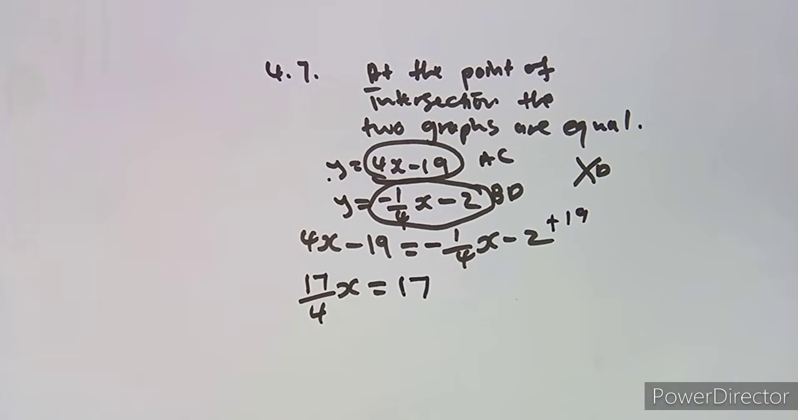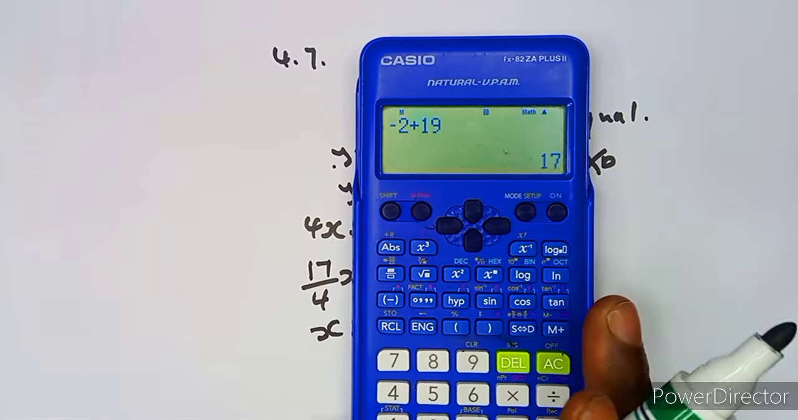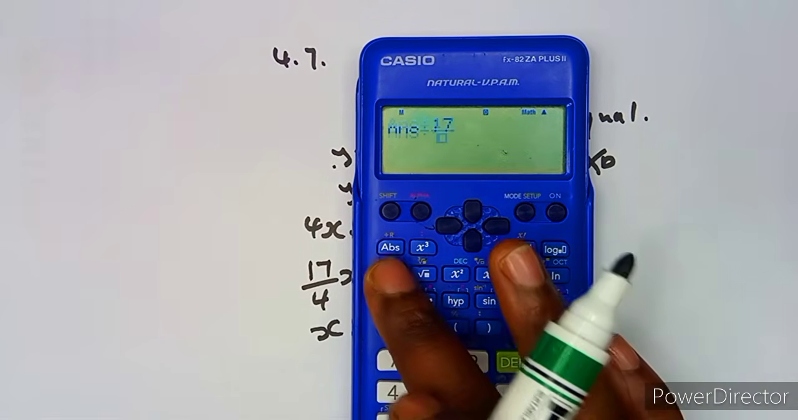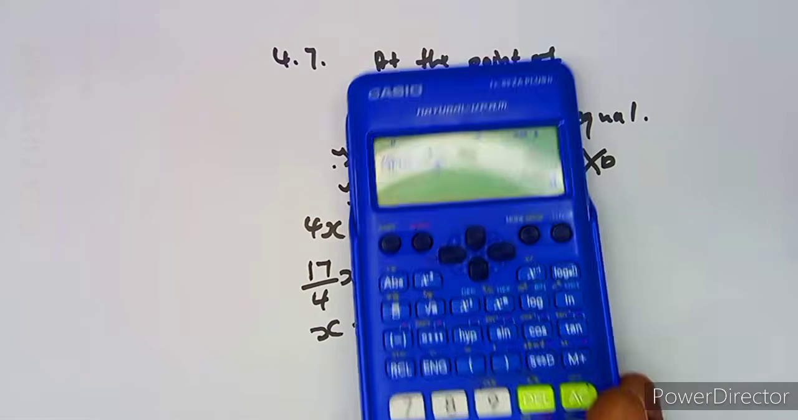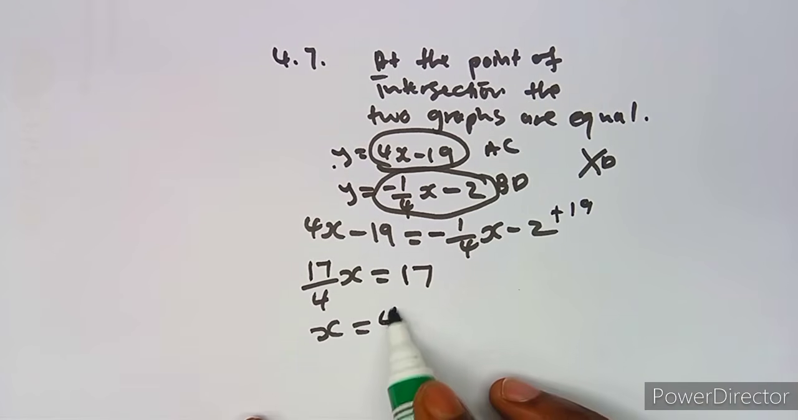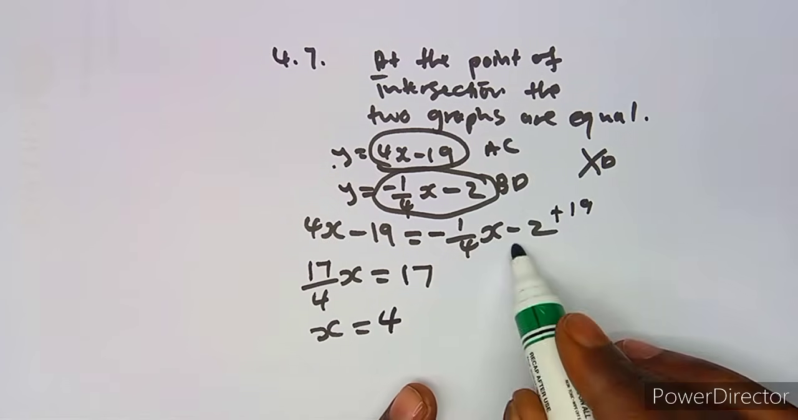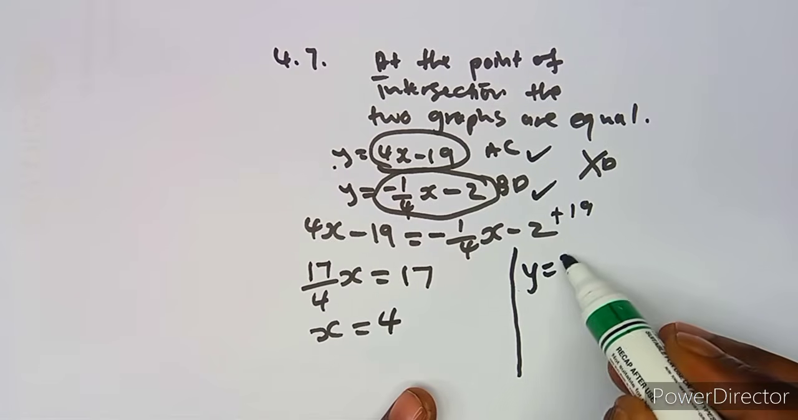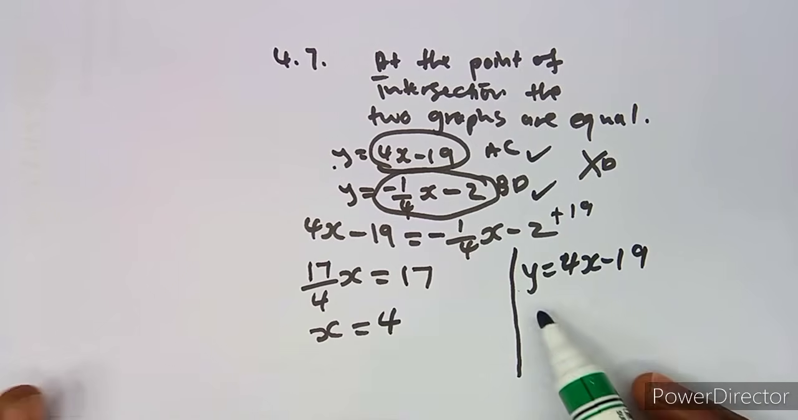So to find x, guys, you can divide 17 by 17 over 4. The calculator can simplify this for you, so you're going to obtain 4. So x is equivalent to 4 at this point. To find the value of y, you substitute into any one of these two equations. Remember, we said at the point of intersection, these two equations are equal.